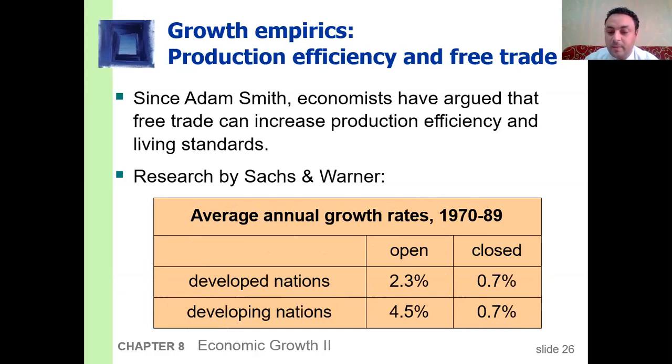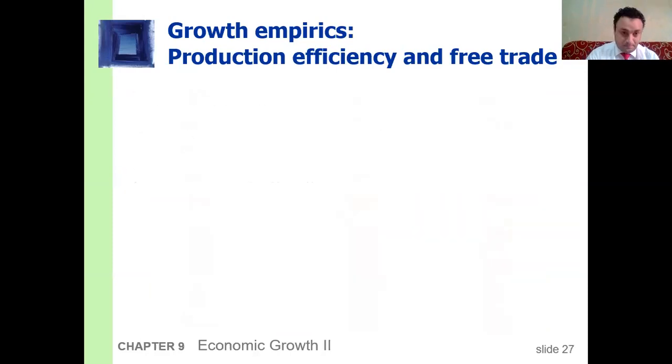0.7%. Also in the developing nations, the average annual growth rate was 4.5%, but in the closed economy of the developing nations it was 0.7% only. So we can see here how free trade affects and increases production efficiency, the living standards, and the total output and income.